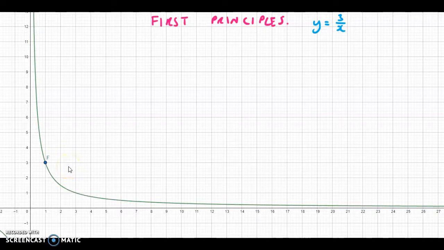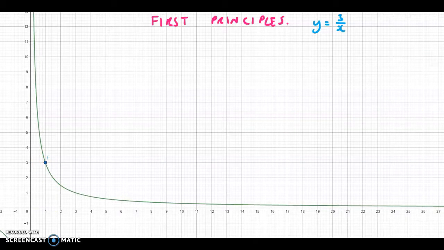I'm hoping that this visual will help support your understanding of first principles. In this case, we're looking at y equals 3 on x, and you can see the graph here, and we can see the other half is obviously its reciprocal down in the third quadrant. But what we're looking at is trying to find the derivative at this point, which is (1, 3) on the graph.